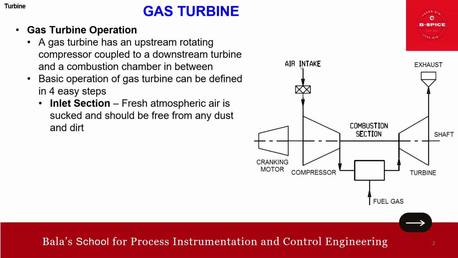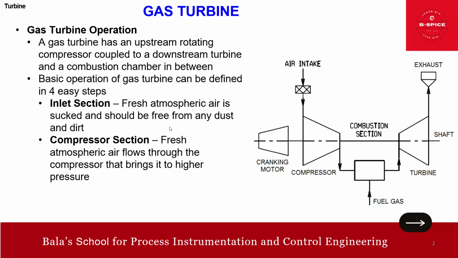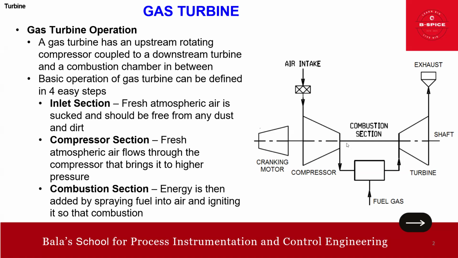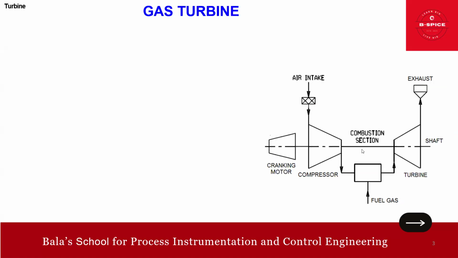Inlet section. Fresh atmospheric air is sucked in, and it should be free from dust and dirt, as simple as that. Then compressor section. Fresh atmospheric air flows through the compressor that brings it to a higher pressure. So this is the point, it brings it to a higher pressure. Just make a note. Then combustion section. Energy is then added by spraying fuel into the air and igniting it so that combustion occurs. So one more to add on.